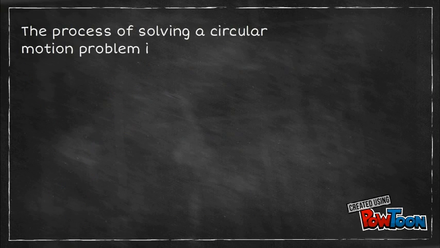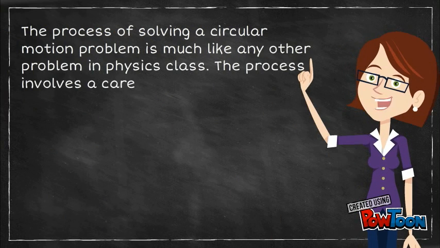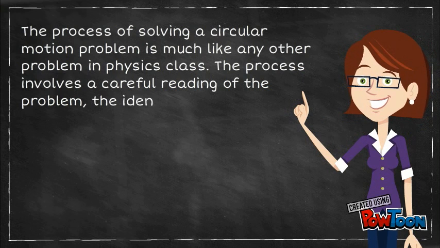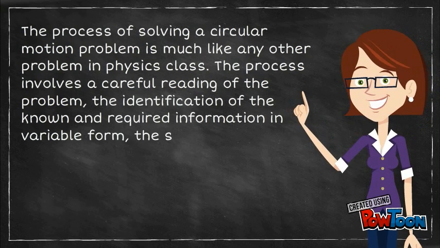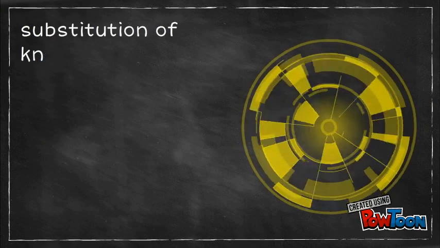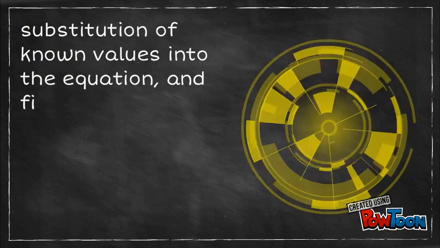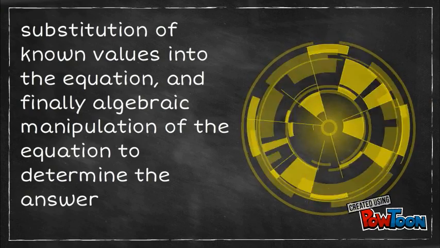The process of solving a circular motion problem is much like any other problem in physics class. The process involves a careful reading of the problem, the identification of the known and required information in variable form, the selection of the relevant equations, substitution of known values into the equation, and finally algebraic manipulation of the equation to determine the answer.